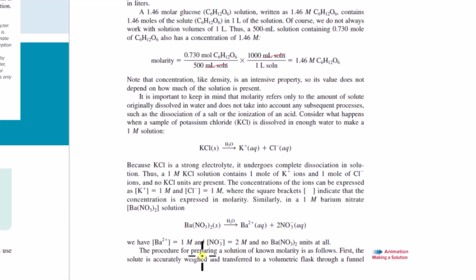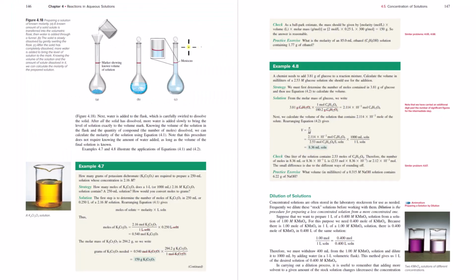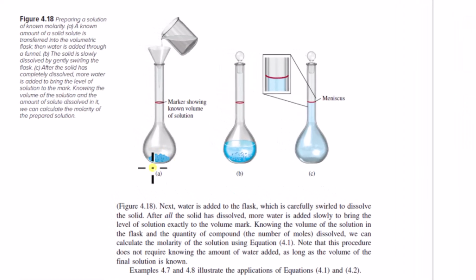Okay, the procedure for preparing a solution of known molarity is as follows. First, the solute is accurately weighed and transferred to a volumetric flask through a funnel, like shown here. So you would accurately weigh the mass of the solute and add it into an empty flask. And note that with the mass of the solute, you could easily use molar mass to get the moles of the solute, right? So you have this empty flask with all of your solutes with their known masses that you accurately weighed.